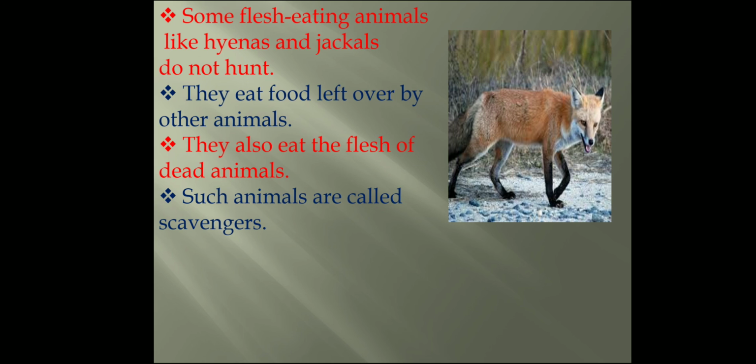So food habits have four parts: carnivorous, herbivorous, omnivorous, and scavengers. Herbivorous means plant eating animals. Carnivorous means animals that hunt and eat other animals. Omnivorous means animals that eat both plants and flesh. And scavengers eat food left over by other animals or dead animals. So four parts are there.